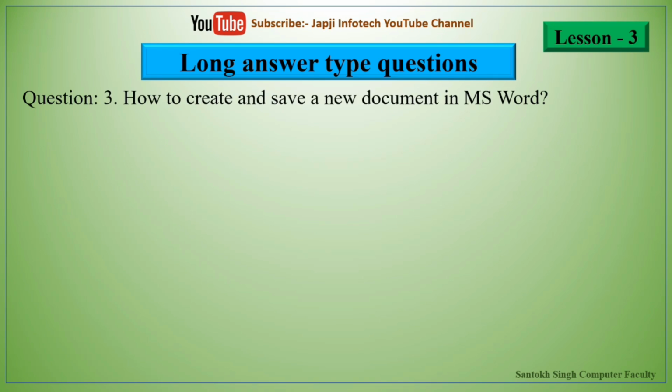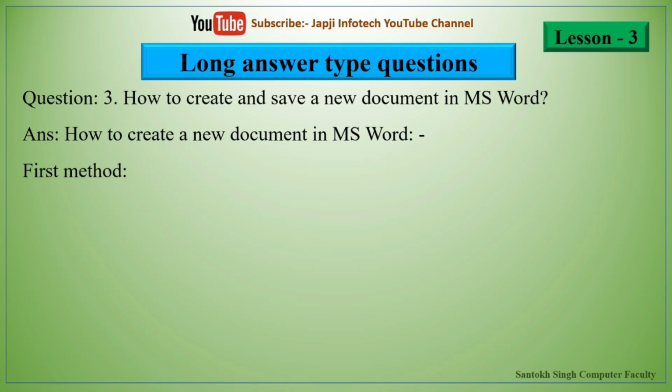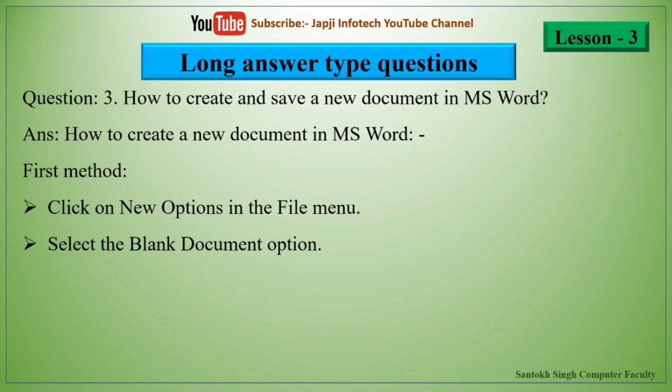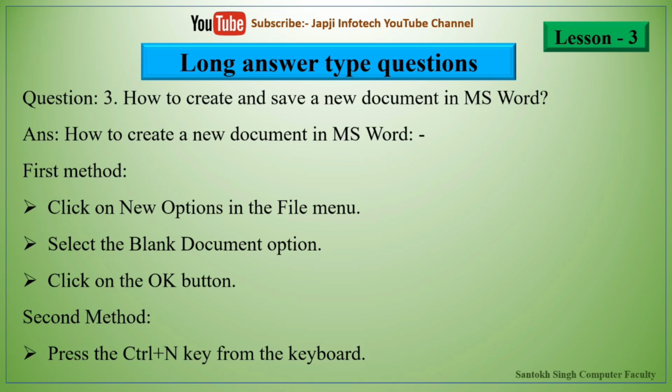So the third question is, how to create and save a new document in MS Word? The steps to create a new document in MS Word are: first method is click on the New option in the File menu. Select the Blank Document option. Click on the OK button. And the second method is press the Ctrl plus N keys from the keyboard.